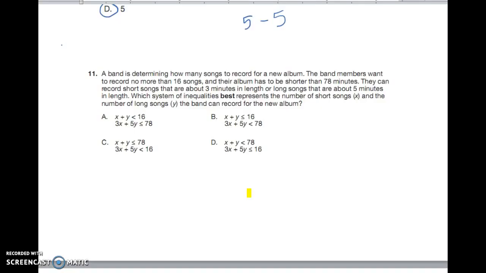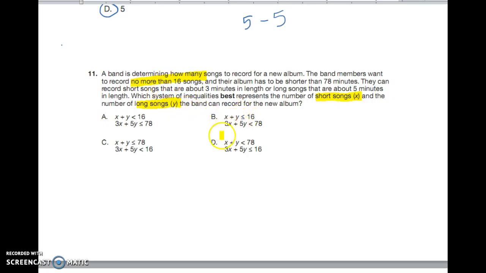Wow, that's a lot. We're talking about systems of equations right now, so this kind of fits in. Systems of inequalities are not much different except that you have the inequality signs. For this one, let's pick out some important information. So we're going to talk about the number of songs. So no more than 16 songs. And I know that the short songs are X and the number of long songs are Y. So that tells me that short songs plus long songs has to be less than 16. Okay?